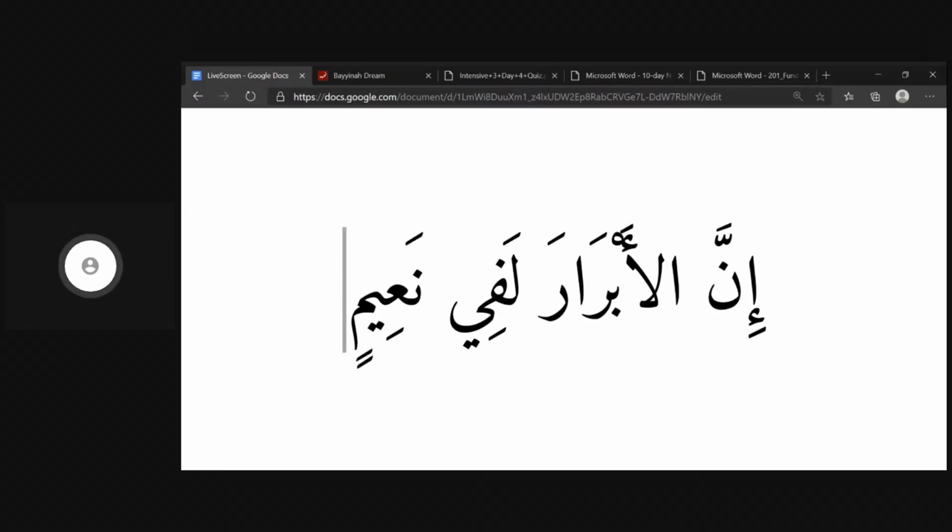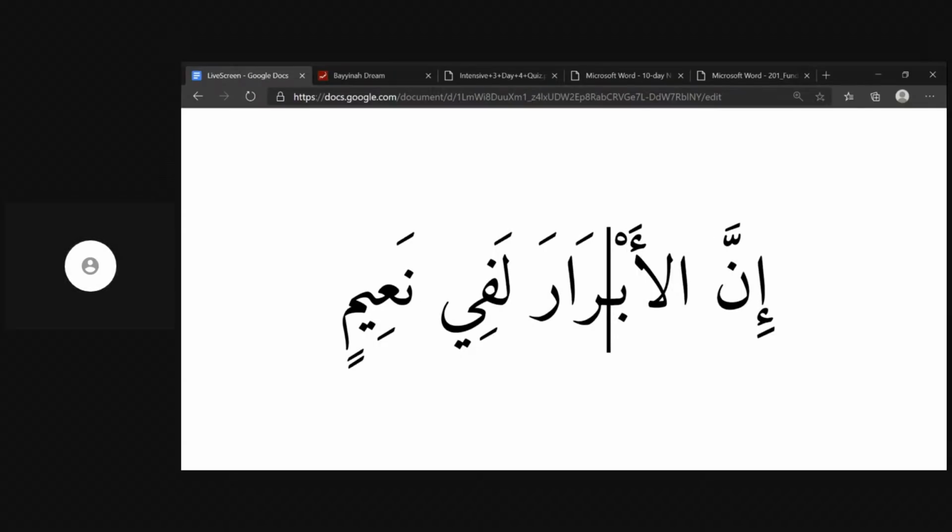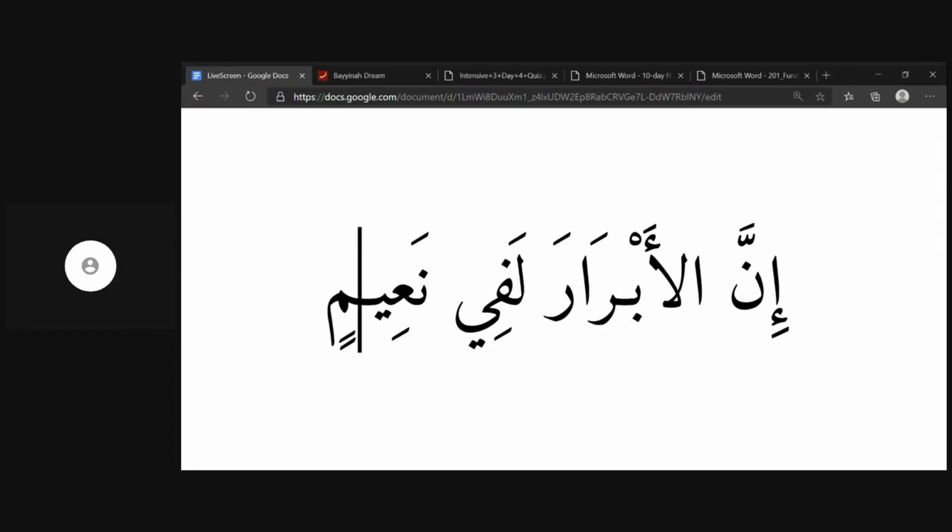Before anybody asks, let me make this a little more clear. Before anybody asks, lam is not harf jar. This lam is not harf jar, so don't think it is. You cannot have a harf jar attached to another harf jar. This lam is not harf jar. Okay, I said it 3 times. That should be enough. How do we find the invisible is?